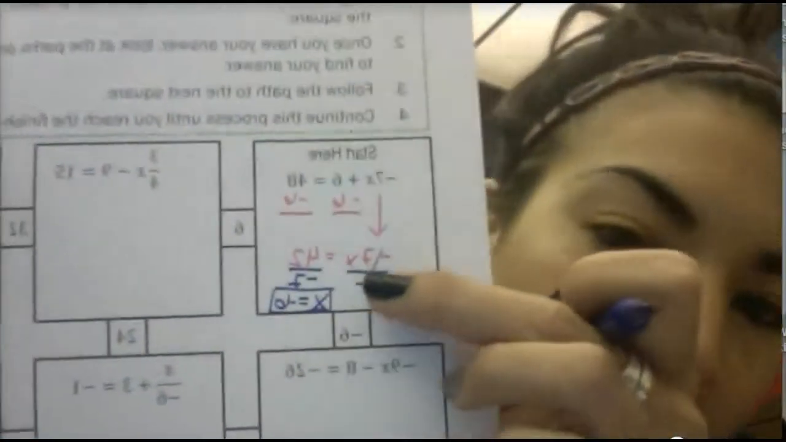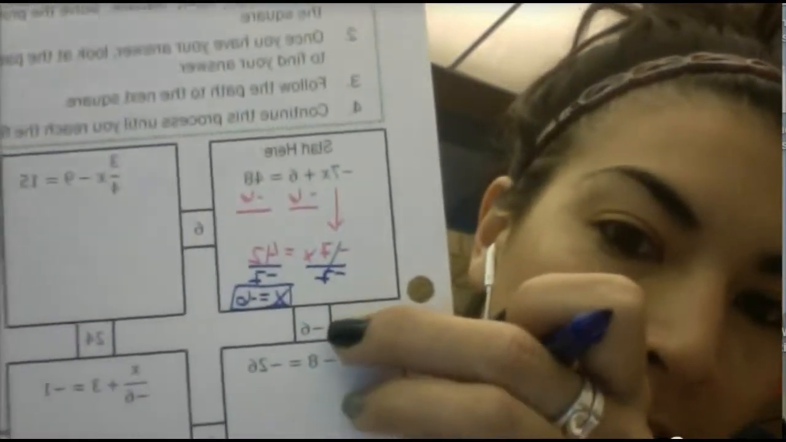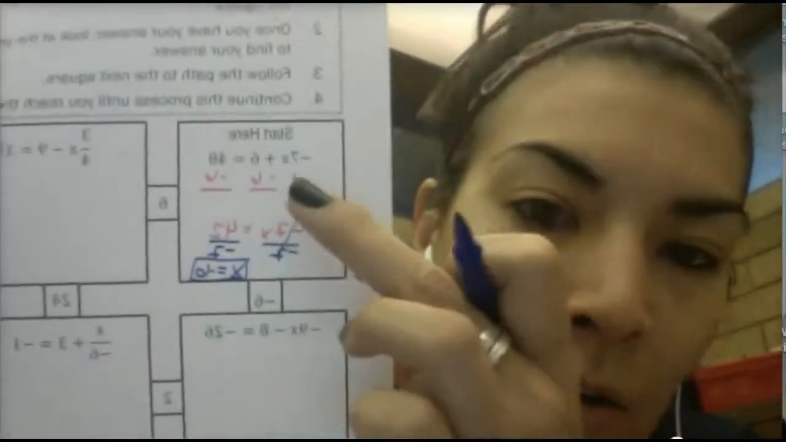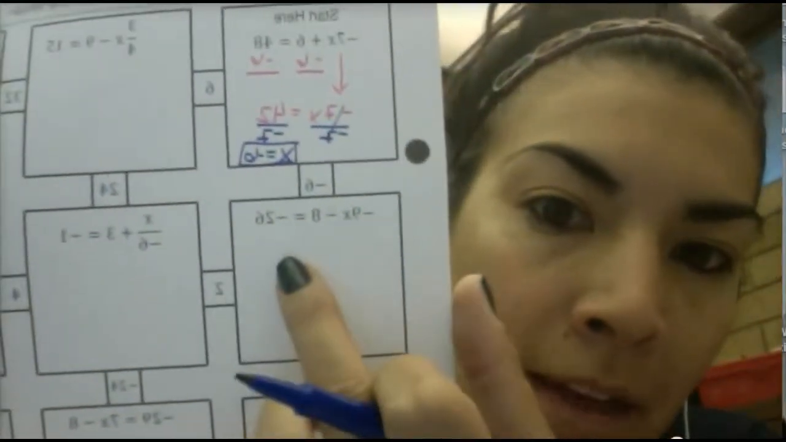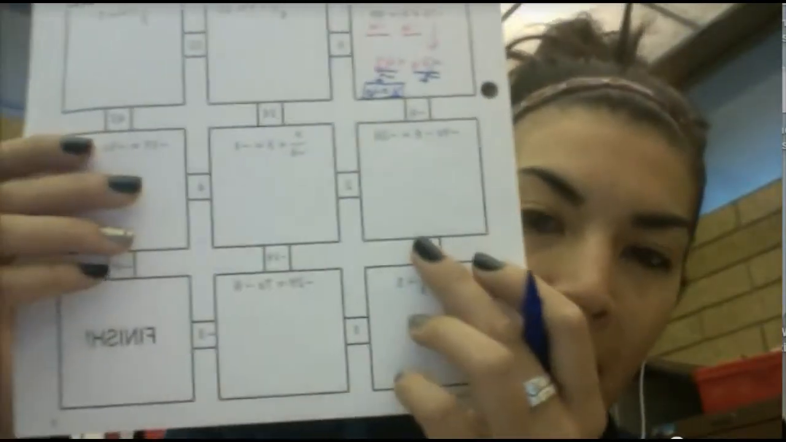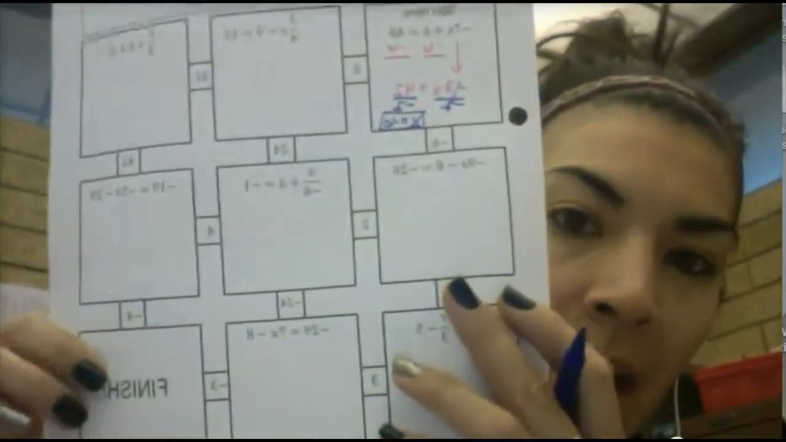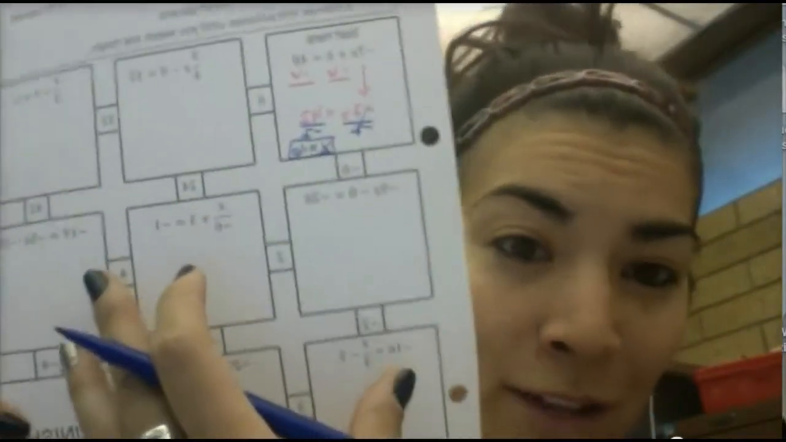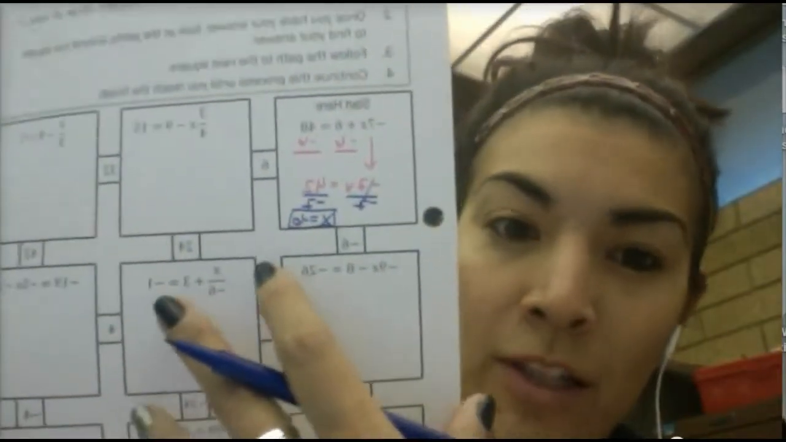Okay, so if x is equal to negative 6, here I see a negative 6, and here I see 6, so I'm going to move down here and solve this problem. You may or may not get to every single problem on this board, but each time you get an answer, it's like a maze, and you have to get to the very end. So, if you don't get to the very end and you're going in circles, that means something went wrong in one of your equations, and you need to go back and check. Follow the path to the next square, continue this process until you reach the finish.